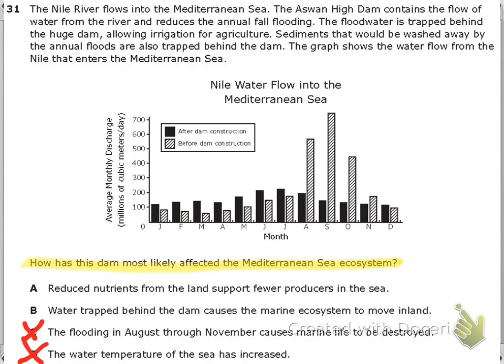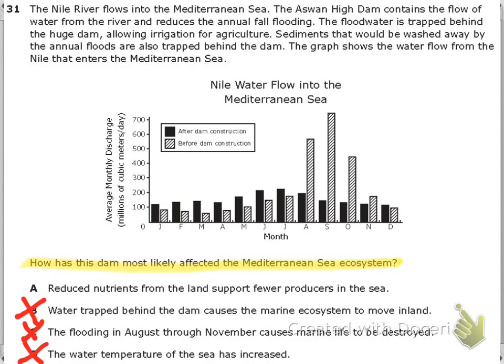Okay, so let's look at B. Water trapped behind the dam causes the marine ecosystem to move inland. Well, reducing the amount of water is not going to make the marine life move closer to the shore. If anything, they would move further out to sea, because if they move closer, water levels might be a little bit lower, and that's not going to benefit them, right? So if anything, they're going to move away from the inland, so it is not B. So that leaves us with the final answer of A.